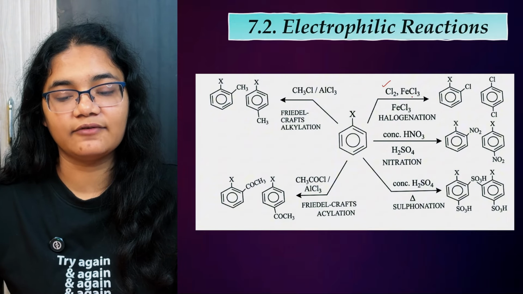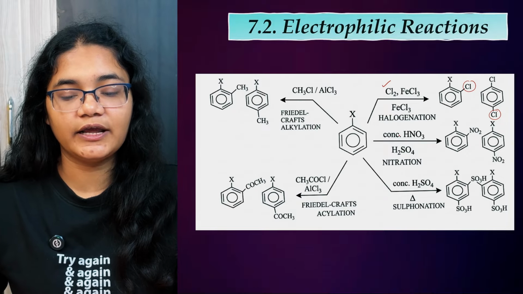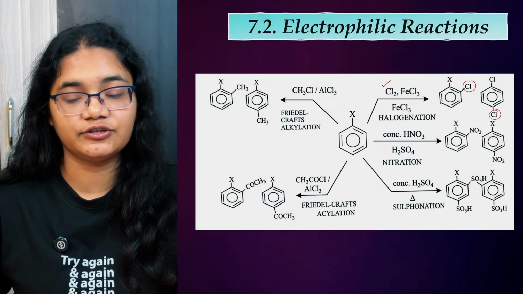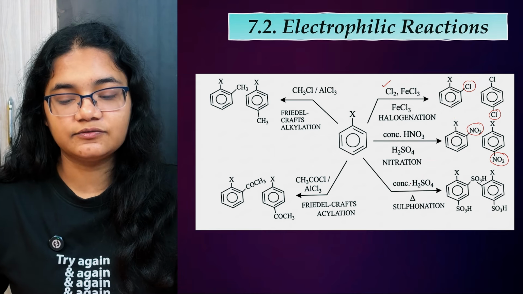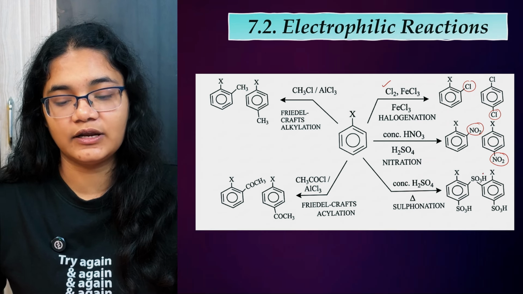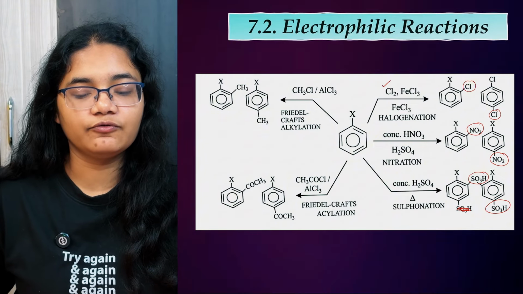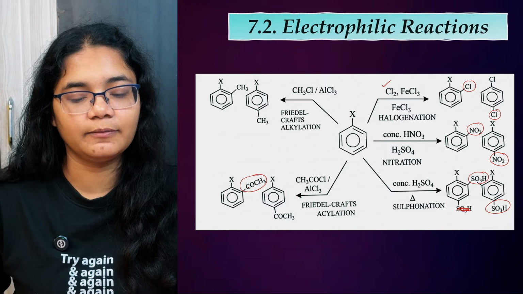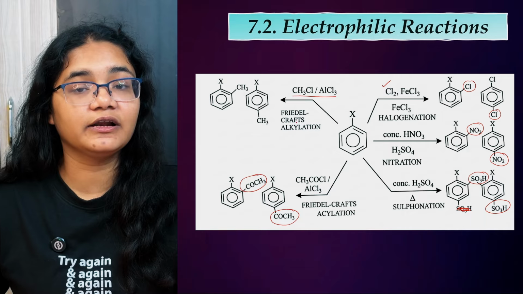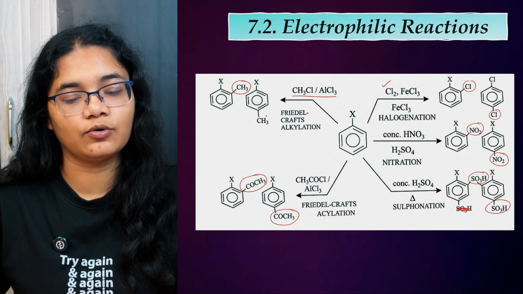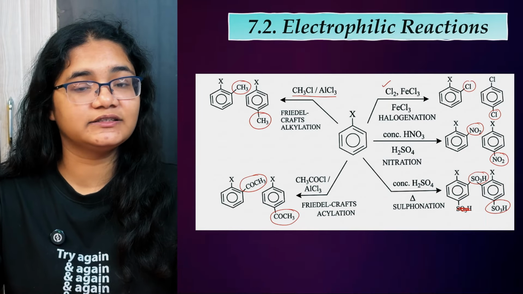Now moving to the next one, the electrophilic reactions. With Cl2 and FeCl3, you will get Cl at the ortho position and Cl at the para position. If you take concentrated HNO3 and H2SO4, nitration will take place, with NO2 at the ortho and para positions. Next, with concentrated H2SO4, you get SO3H at the ortho and para positions. Now in Friedel-Crafts acylation, a COCH3 group is added at the ortho and para positions. Next, with CH3Cl and AlCl3, Friedel-Crafts alkylation, CH3 is added at the ortho and para positions. So these are all electrophilic substitution reactions.